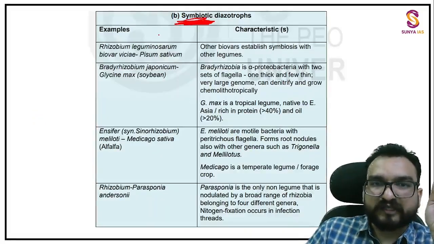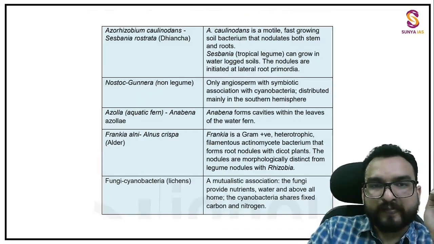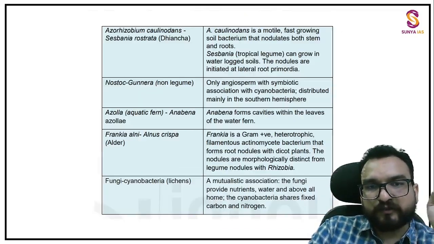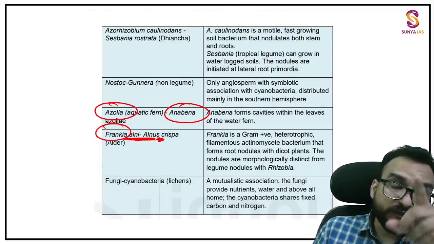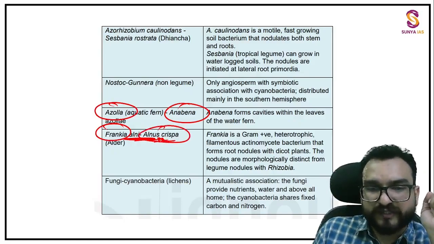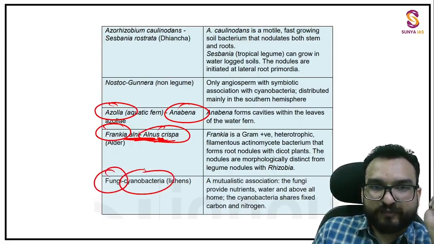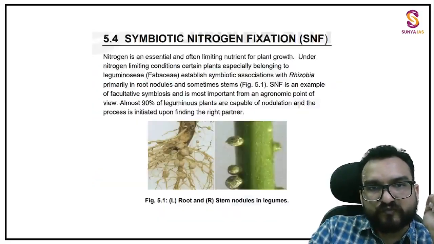These are symbiotic, attached with somebody. So Rhizobium I have told you over here. Rhizobium family you will be getting. One more, Azolla, Anabaena, Frankia, and I have told you with Frankia that Casuarina also comes over here, or Alnus crispa, which is a tree. Fungi, cyanobacteria, Nostoc, Gunnera you will be finding over here.